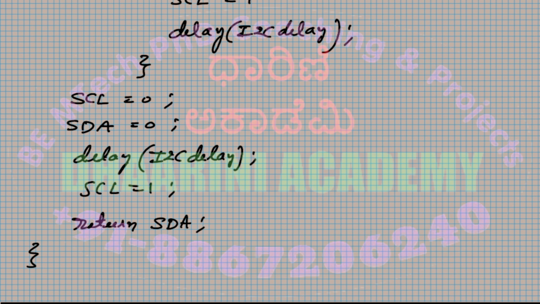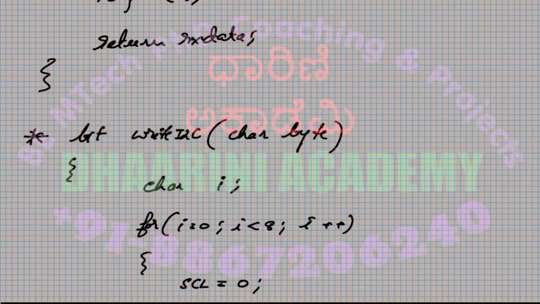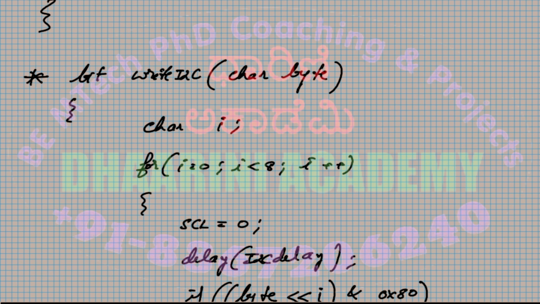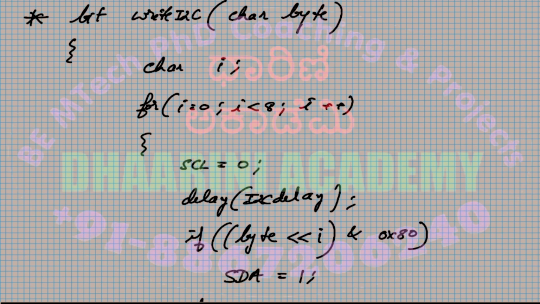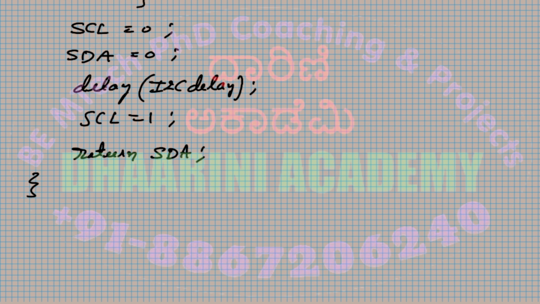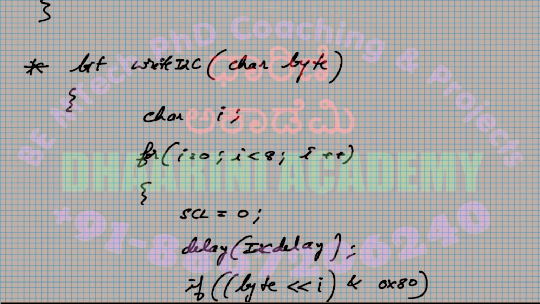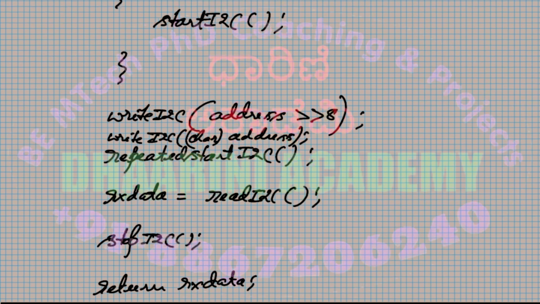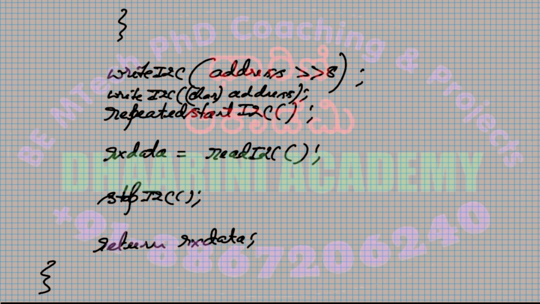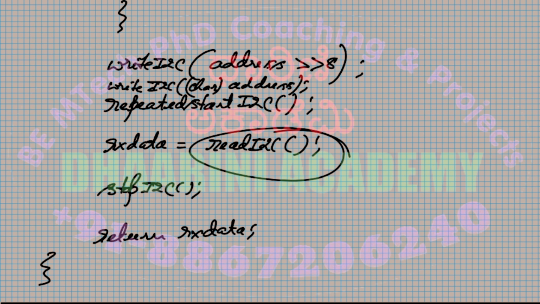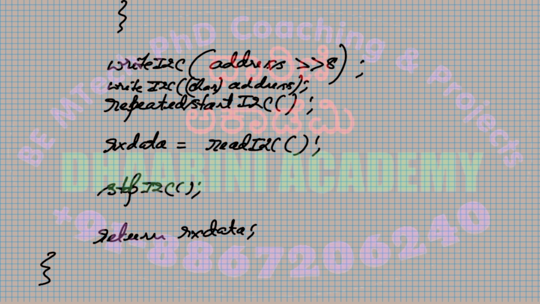That's all. So this whole process is the write I2C function. Whenever I want to send one byte, I'm doing this procedure. Similarly, I had used another function, the read I2C, in the previous function. So I have to write what that read I2C is doing. Okay, so let's write that.